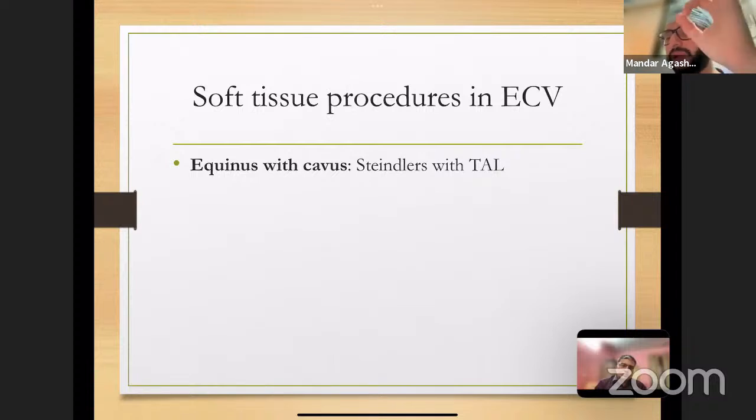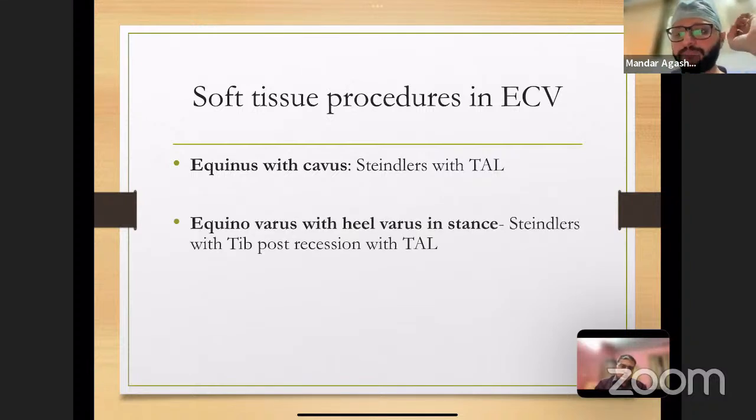These are a perfect indication for doing a Steindler's release with a TA lengthening. It should never be done in a diplegic CP. Now, you look at the child when he's standing. If the child has an equinovarus foot with heel varus in stance, which is correctable when you do a Coleman's block, this is an indication for doing a tib post recession along with the Steindler's and a tendo Achilles lengthening.